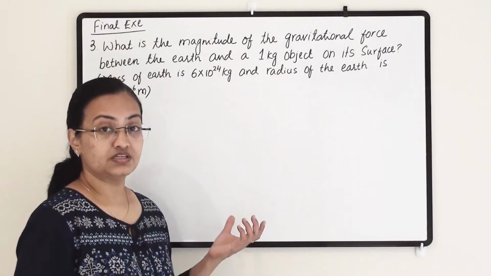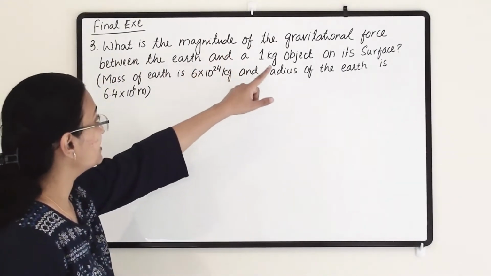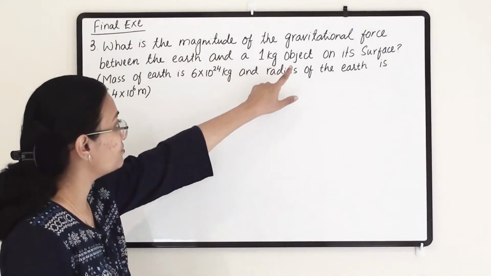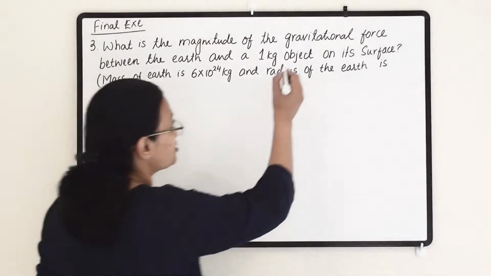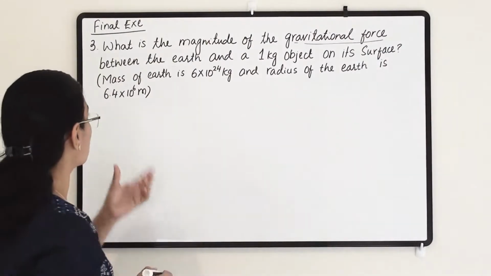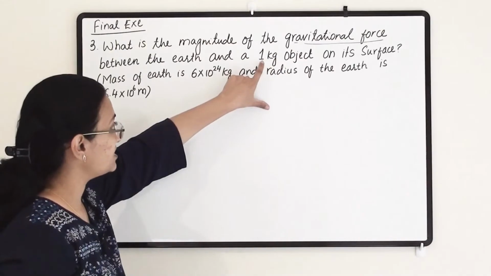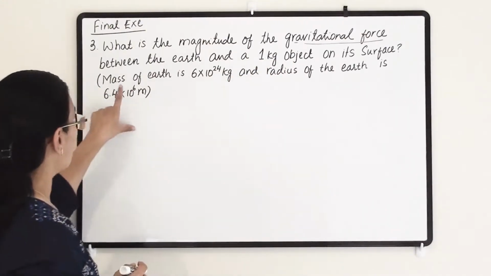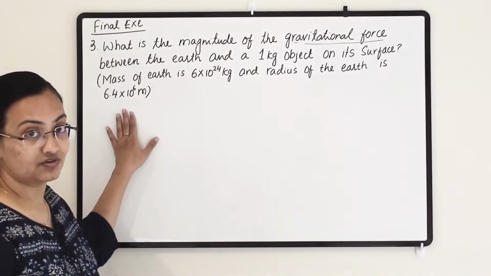Our next question is question number 3. It says, what is the magnitude of the gravitational force between the earth and a 1 kg object on its surface? So we have to find out the gravitational force between the earth and an object. The object's mass is 1 kg and it is lying on the surface of the earth. The mass of the earth and the radius of the earth have been given to us.